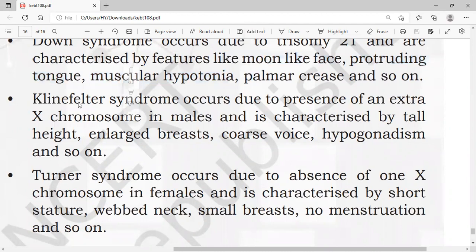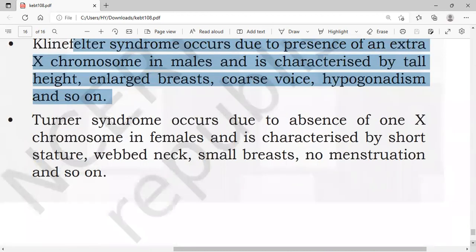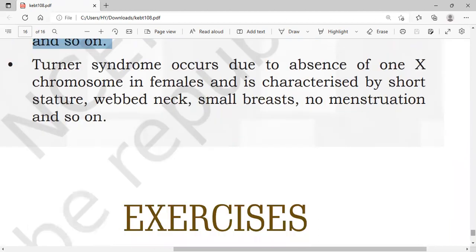Klinefelter syndrome occurs in the presence of an extra X chromosome in the male, and their symptoms are enlarged breast, coarse voice, hypogonadism, and tall height. Turner syndrome occurs due to the absence of one X chromosome in the female and is characterized by short stature, webbed neck, small breast and no menstruation, and so on. So these are the symptoms of Turner syndrome.